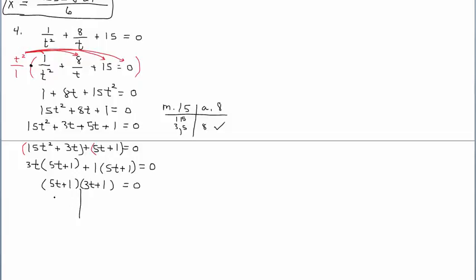Solve by setting each factor equal to 0. Subtract 1, divide by 5, t equals negative 1/5. Subtract 1, divide by 3, t equals negative 1/3. Of course, we do want to check both the solutions, so when you plug in negative 1/5, it becomes kind of complicated with the check. I'll just let you know that I've checked them and they both work. That'll save us some time.